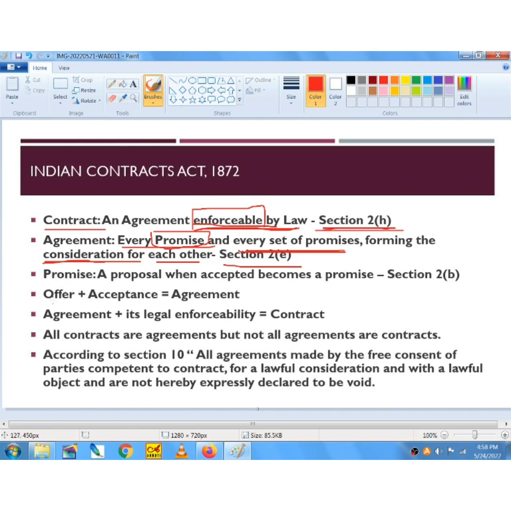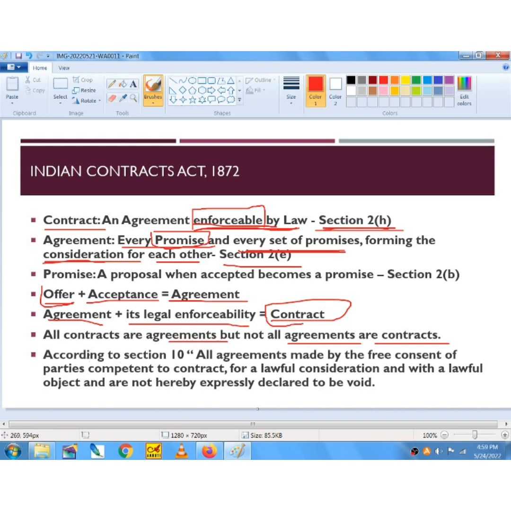So next, for a promise there needs to be an offer. Offer means, like I just said, A wants to sell 100 bags of rice. He will convey his intention to B. B, I want to sell you 100 bags of rice. This is an offer. And when the offer is accepted by B, then it becomes an agreement. And then after agreement, if it is legally enforceable, it becomes a contract. As I just said, all contracts are agreements, but not all agreements are contracts.